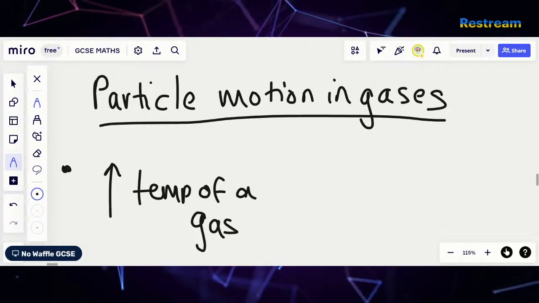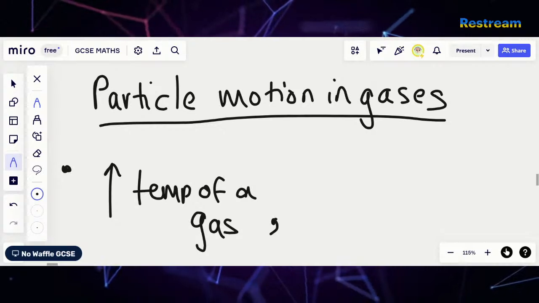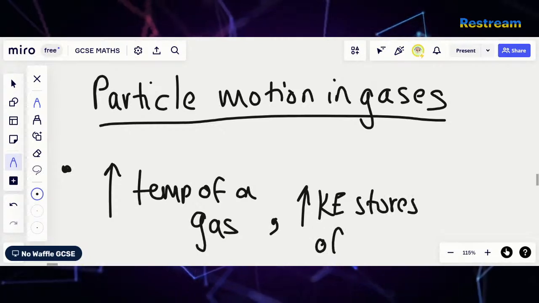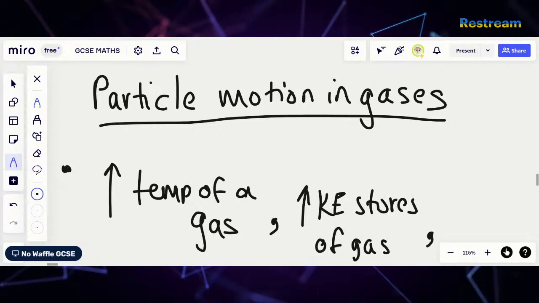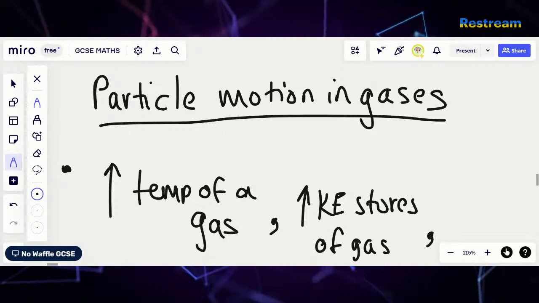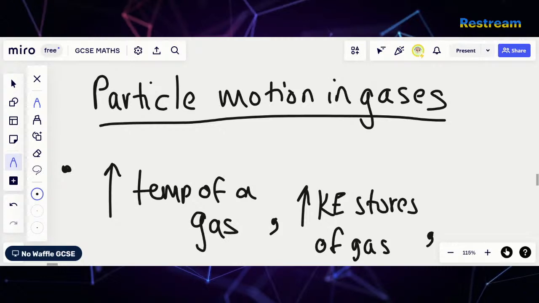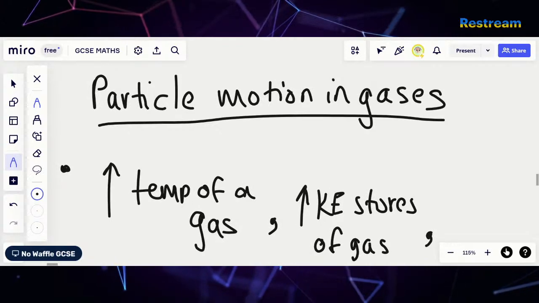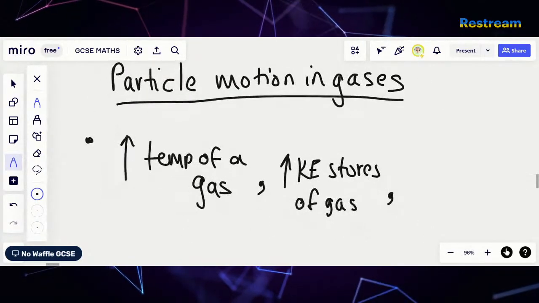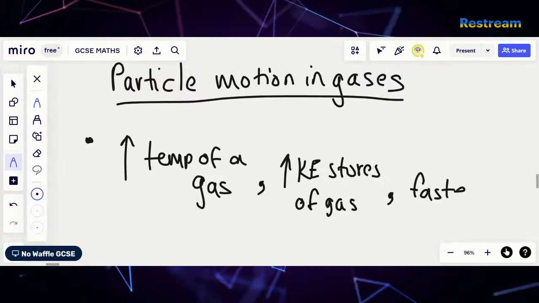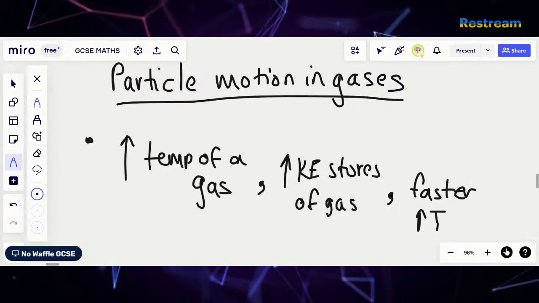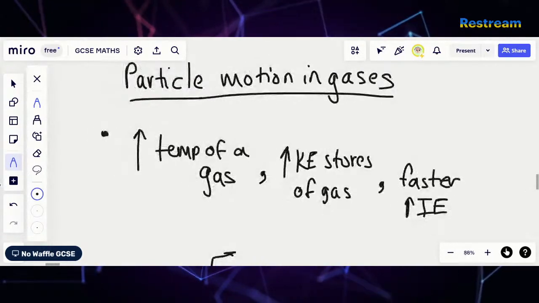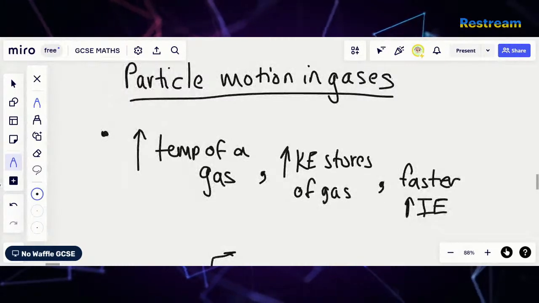So that means that if you increase the temperature of a gas, then you transfer energy to the kinetic stores. So increasing the temperature of the gas increases the kinetic energy stores of the gas. And if you increase the kinetic energy stores of a gas, then it will be moving faster. The temperature of a gas is related to the energy in the energy stores of the particles: faster movement and an increase in internal energy. So the higher the energy, the higher the temperature of the gas, or the higher the temperature, the higher the energy, because the faster it starts to move.